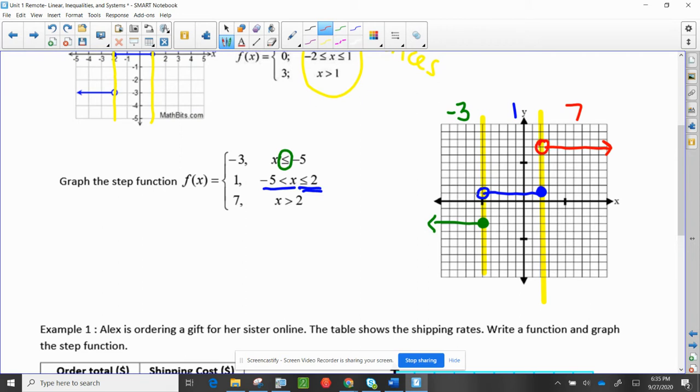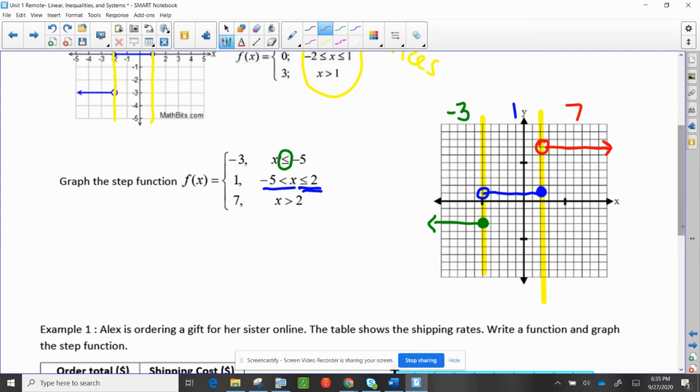So you should never have an overlapping closed circle over a closed circle, because then it's not a function. It's going to fail that vertical line test. So just make sure on your fence, you should have an open circle and a closed circle, closed circle, open circle.